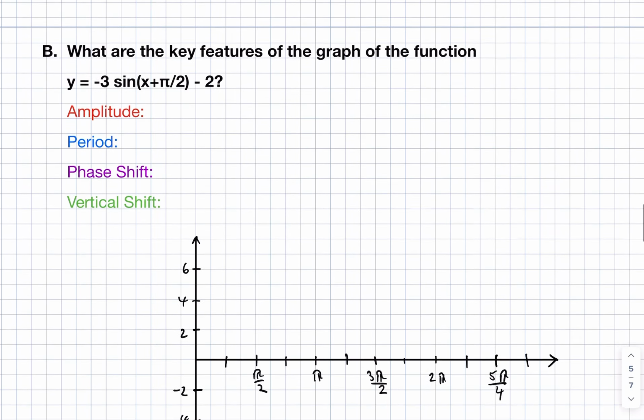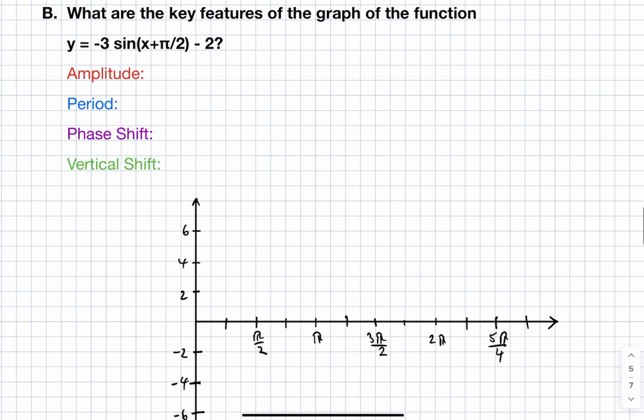Okay, now part B, we have a different function. Now we have a sine function, and let's go ahead and identify these 4 components. So the first is the amplitude. We see that this is a -3. Okay, so the absolute value of -3 is 3. So we know our amplitude is going to be 3. And then for our period, we're going to look at the coefficient before the x. It's a 1, so my period is going to be the reciprocal of 1, which is just 1, times 2 pi, which means my period is 2 pi.